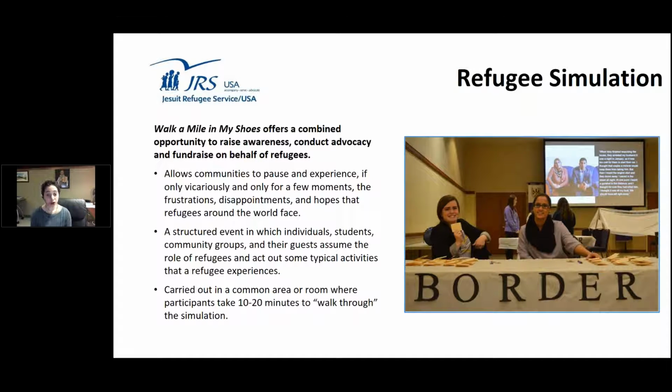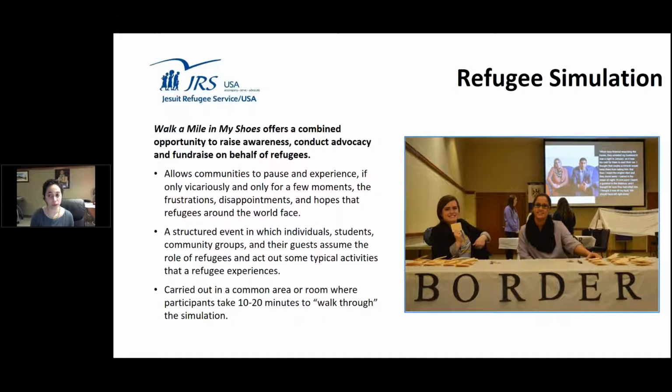What it looks like tangibly is really a structured event where individuals or students or groups and their guests assume the role of refugees and act out some typical activities that a refugee experiences. So you'll see in this picture, this gives you a sense of what a simulation looks like, and I'll show some more pictures and actually a brief video at the end as well, so you can see what this feels like and looks like. But basically, it's an event that a group can host, carried out either in a common area or a room, a dedicated room, where 7 different stations are set up, and then participants walk through the simulation. And on average, it really varies depending on the organizers and the layout and the participants themselves, but generally, for a participant to walk through the simulation, it could range from about 10 to 20 minutes.